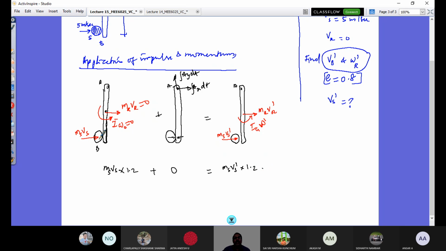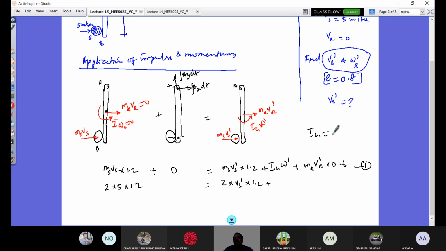And here, when I write this, I also have to write these two. I'm writing this for the sphere, and here it is 0. Since these are 0, I don't have these terms, whereas here I have all three terms. So plus I_g omega dash, plus m_r v_r dash into 0.6, because this length from here is 0.6. So this is equation number 1. By substituting the values here, m_s value is 2 kg, v_s is 5, into 1.2. That's equal to 2 into v_s dash, which is unknown, into 1.2, plus what is I_g here?